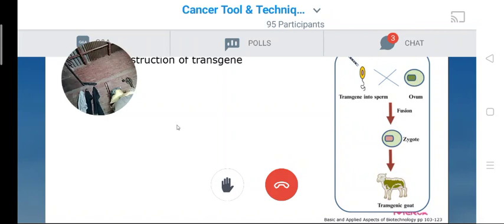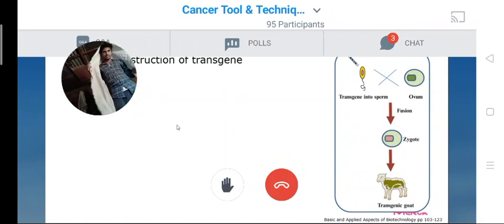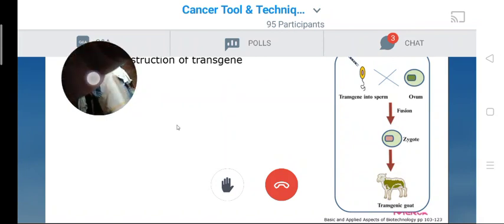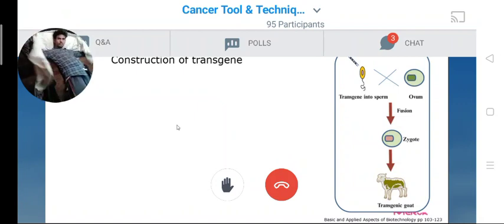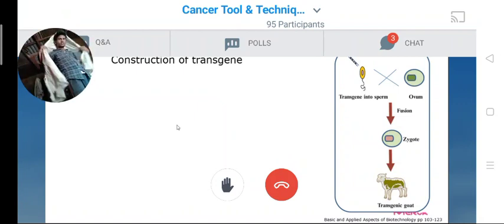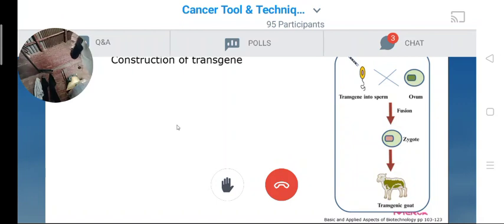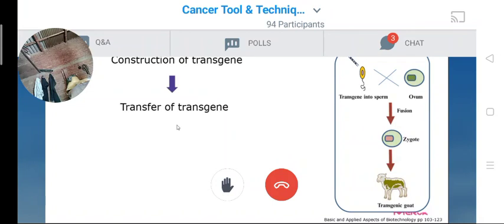Because in order to express, a gene must have undergone transcription and translation. And for transcription, you need a promoter where RNA polymerase can bind and start the transcription. So when I say construction of transgene, it means you have to construct a transgene with promoter and terminator, then transfer this transgene into the mouse or animal.